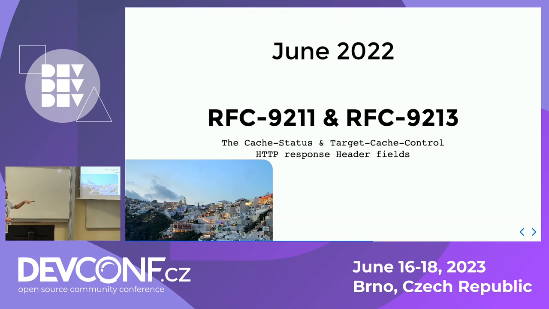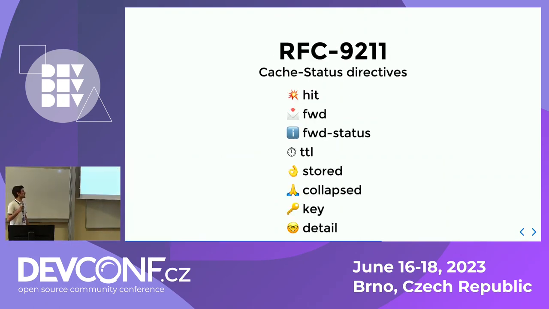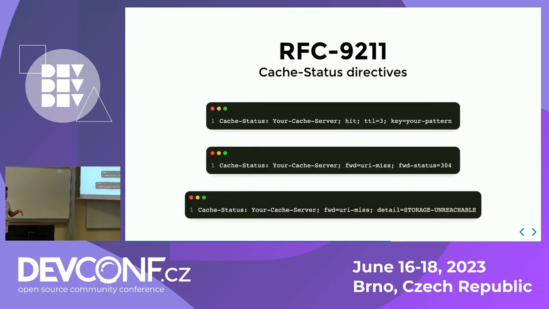In 2022, they released two new RFCs, the cache status and the targeted cache control. The RFC cache status defines some directives to say, okay, my cache status hits some cache response or forwards it, and why it has been forwarded. Here, the first will hit, and the TTL will say it will be fresh for 3 seconds. The second one is a miss, so it didn't find the URI in the cache, and the upstream returned a not modified status code. And the third is also a miss because I have a detail directive to say my storage was unreachable.